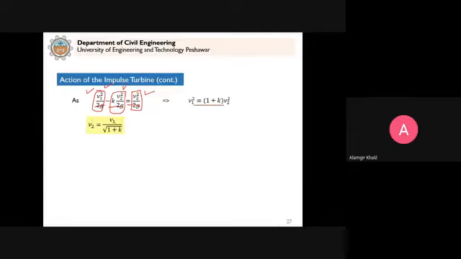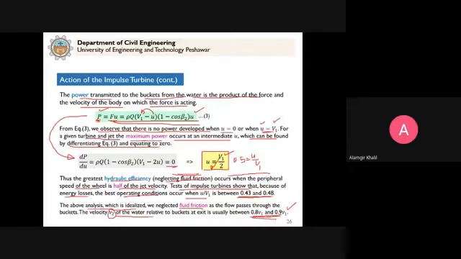If you further simplify, it means that if the bucket loss coefficient is given, which we said varies from 0.2 to 0.6, we can calculate the outlet relative velocity if the inlet relative velocity is known. And if you put 0.2 to 0.6, this range comes out to be times the inlet relative velocity V1.